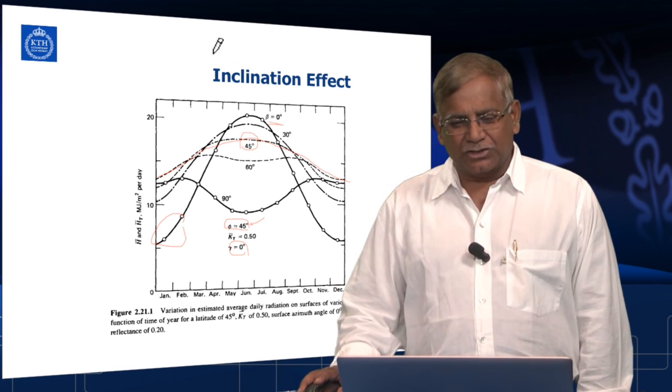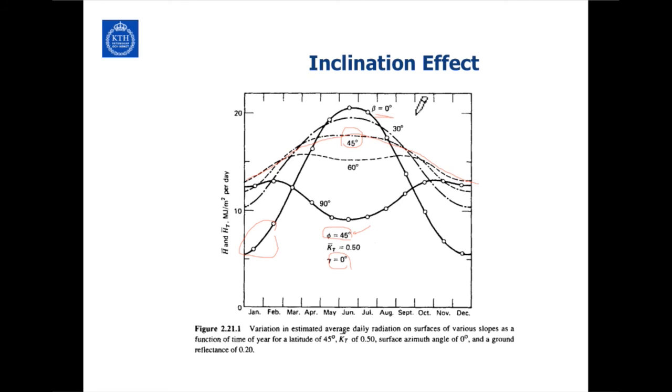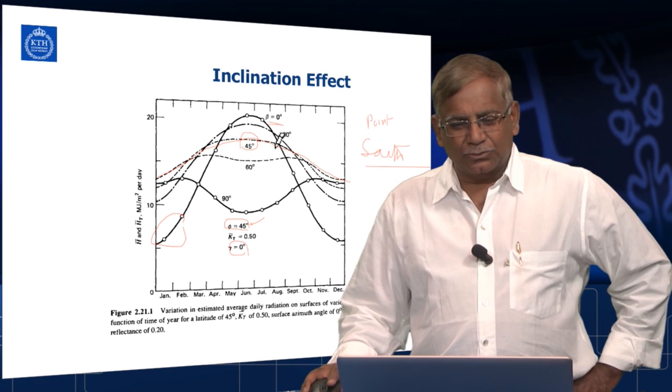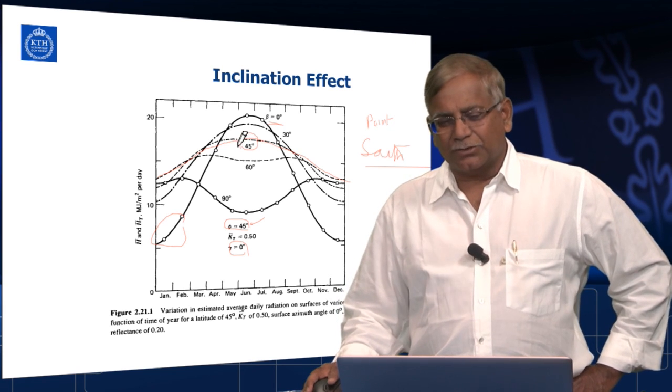So the message here is essentially that for photovoltaic panels, you orient them pointing to the south, and at the latitude angle. This is not quite right, but that is the message in terms of the orientation.